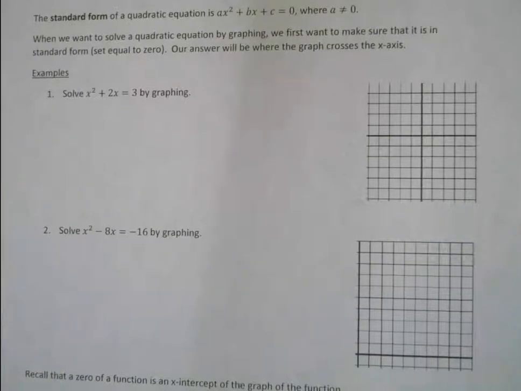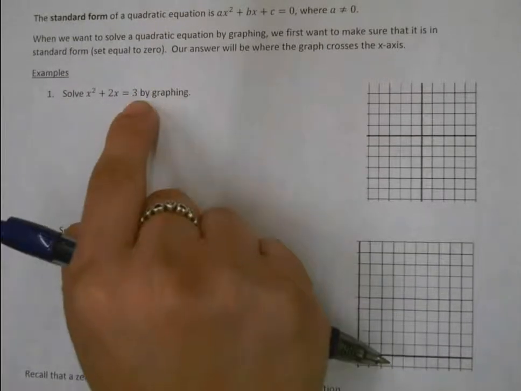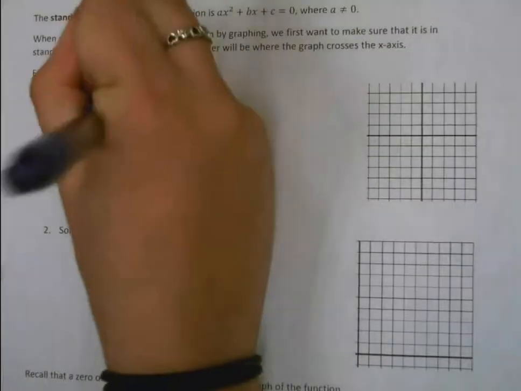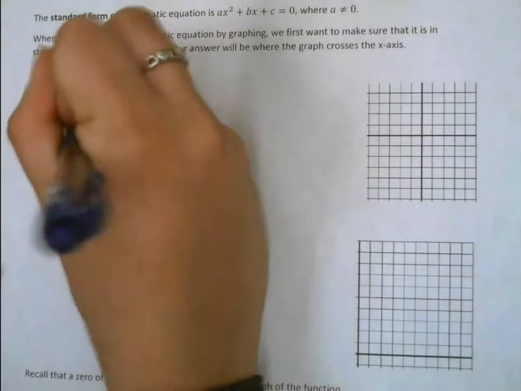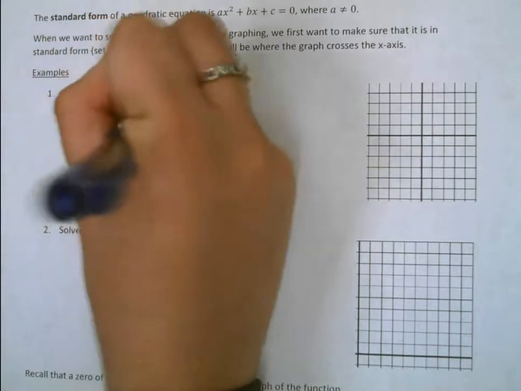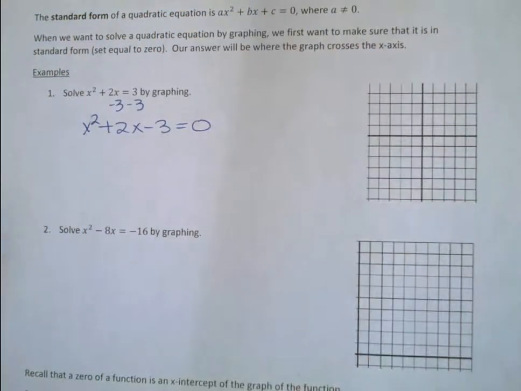So today we're solving quadratic equations by graphing. We've kind of done this before when it asked us to find zeros and solutions. So what I want to do on number 1, in order to graph it, I need it to equal 0. So I'm going to subtract 3 from both sides. And I get x squared plus 2x minus 3 equals 0.